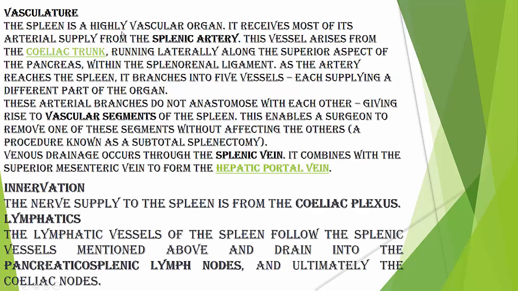Blood supply of the spleen is through the splenic artery, which is a branch of the celiac trunk, and the celiac trunk is a branch of the abdominal aorta. The best thing about the spleen is that it has segmental supply, which means that the splenic artery divides into 5 branches to supply different parts of the spleen.